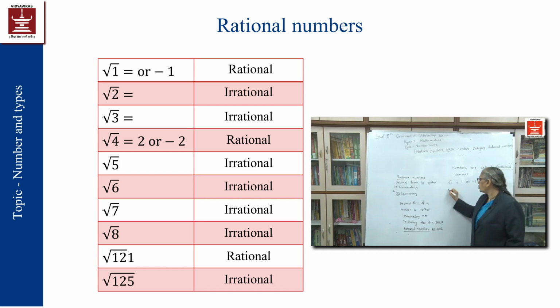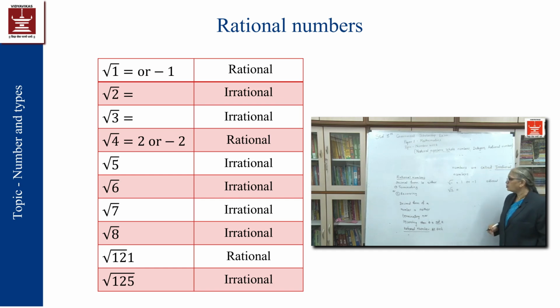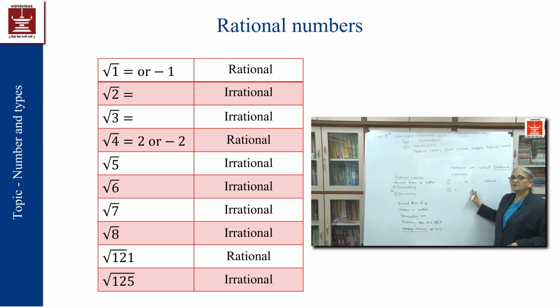What about root 2? Do we know the value of root 2? We have not yet learned. We can find it out. We can get the value of root 2, but not at this stage. That we will learn afterwards. But if you find out, what is our criteria to decide whether it is rational or not? Either the square root should be an integer, or its decimal form should be terminating or recurring. What is the decimal form of root 2?